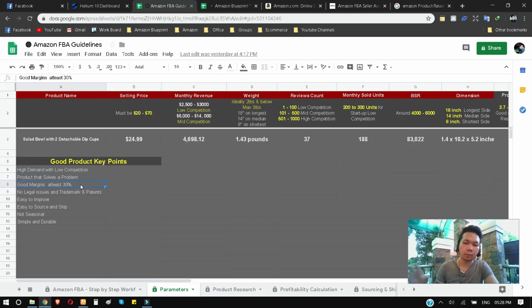The third one is the product should have a good margin, at least 30% or more. Those are the things that we are looking for. Now, the fourth thing that we should always remember, there should be no legal issues, trademarks, and patents, mainly because masasayang lang yung effort ng isang seller if yung product na nakita nyo is actually patented or that there's some sort of legal matters that are connected to that product.